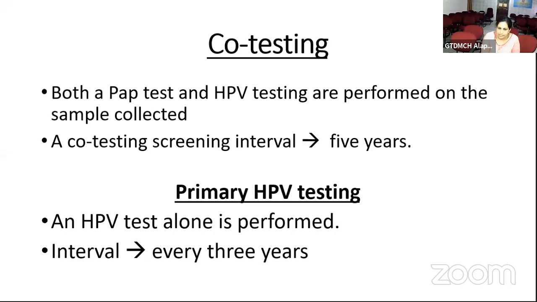Both a Pap test and HPV testing are performed on the sample collected. For co-testing, the screening interval is 5 years, and for primary HPV testing alone, the screening interval is 3 years.